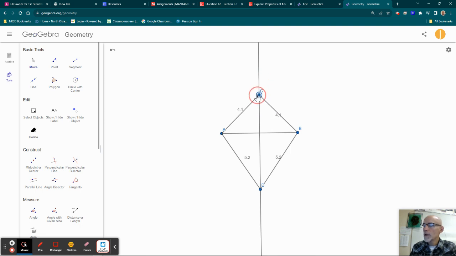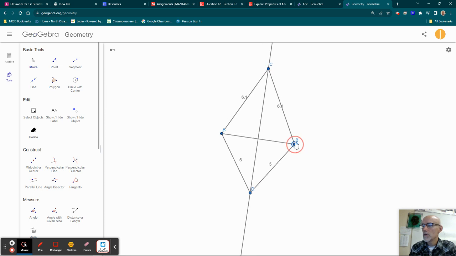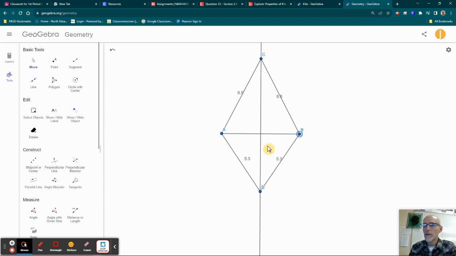And if I just move these two around, it doesn't matter. Could I make it into a rhombus? You bet I could. I could make it 5.2 all around, right? But it doesn't have to be like that in a kite. It could be like that. This is still a kite. The diagonals are always perpendicular to each other because you saw me construct it, right? You saw me make the perpendicular bisector of this segment.